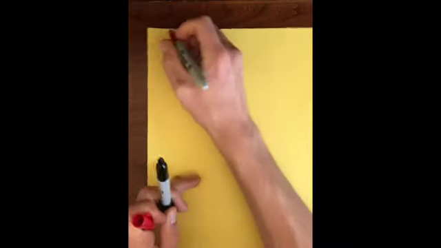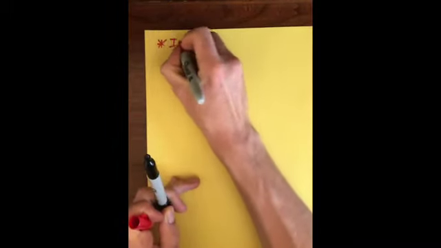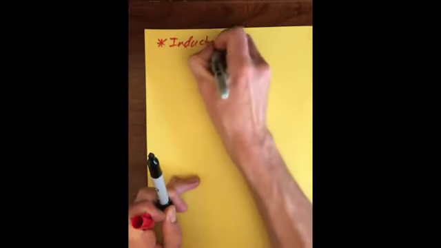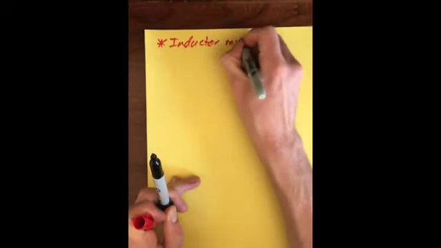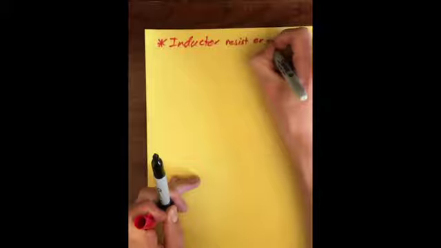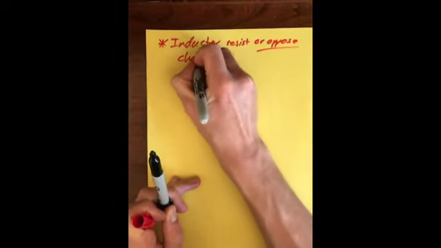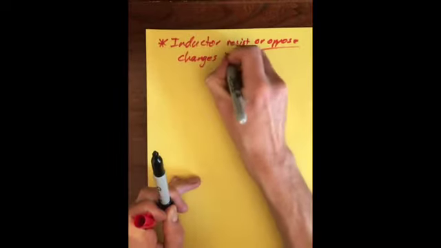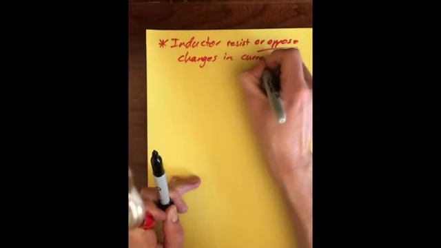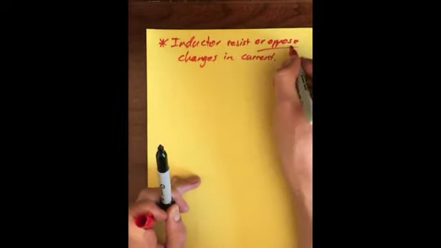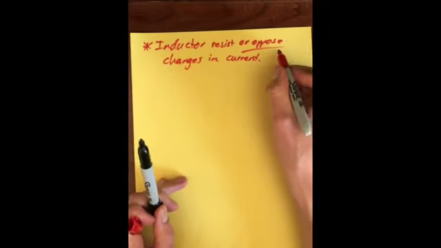Let's move on. So what have we been talking about? We've been talking about inductors which resist change in current. I'm going to write that down one more time. Remember, this is our key point in this video. Inductors resist or oppose changes in current. And this word oppose comes from Lenz's law, if you remember at the beginning of the video.